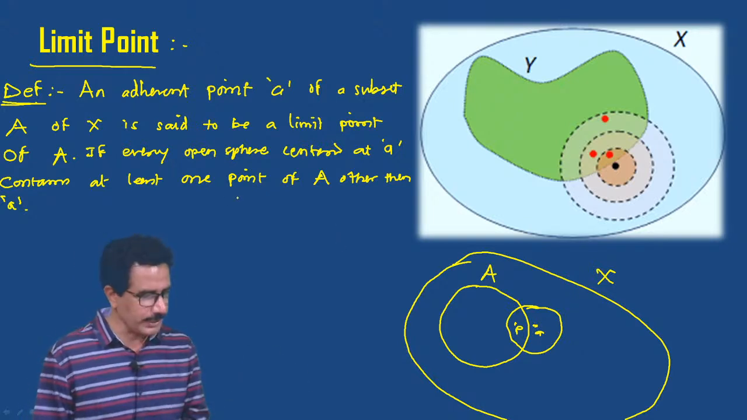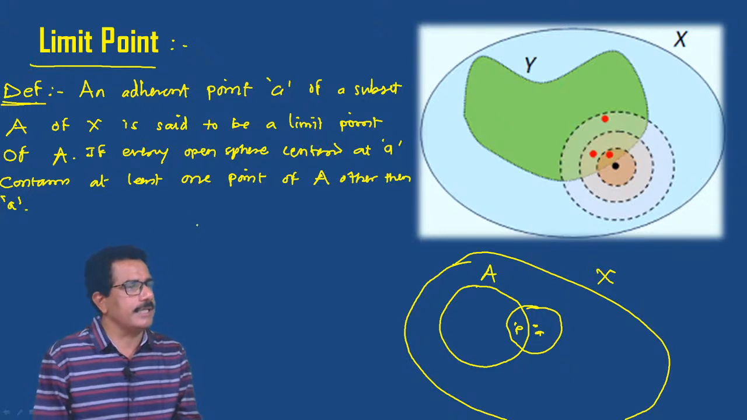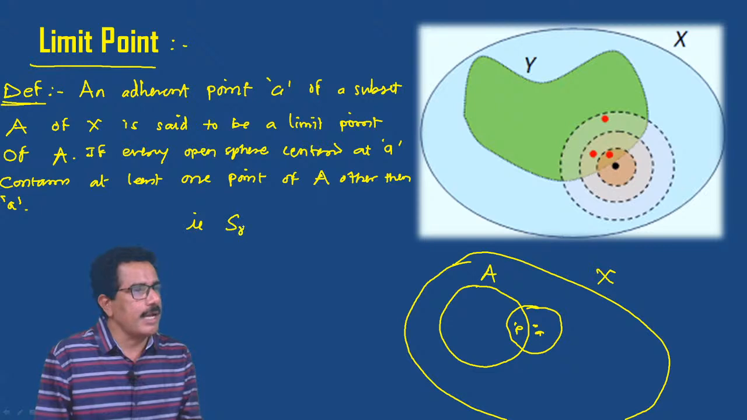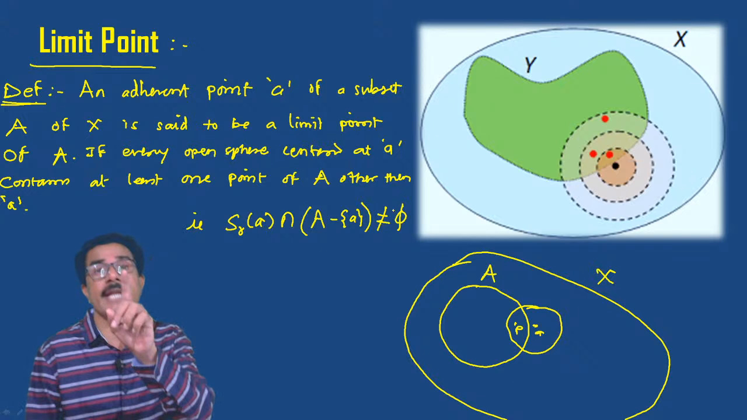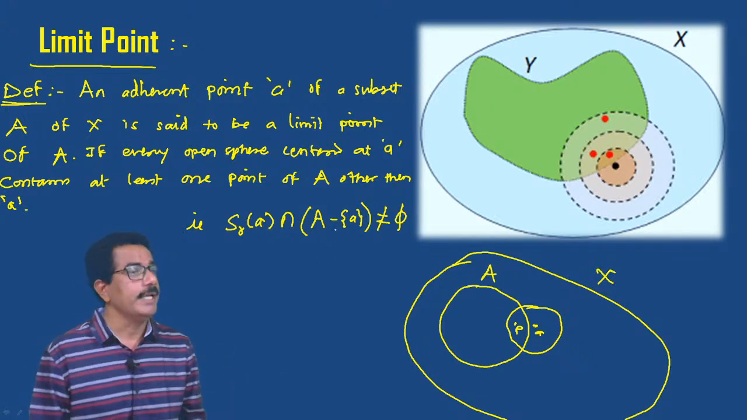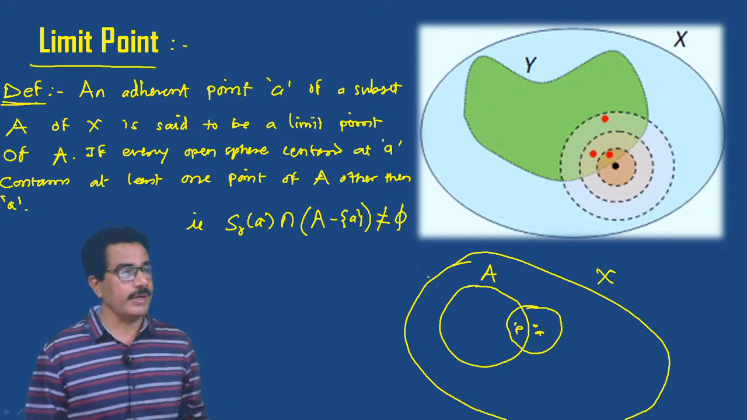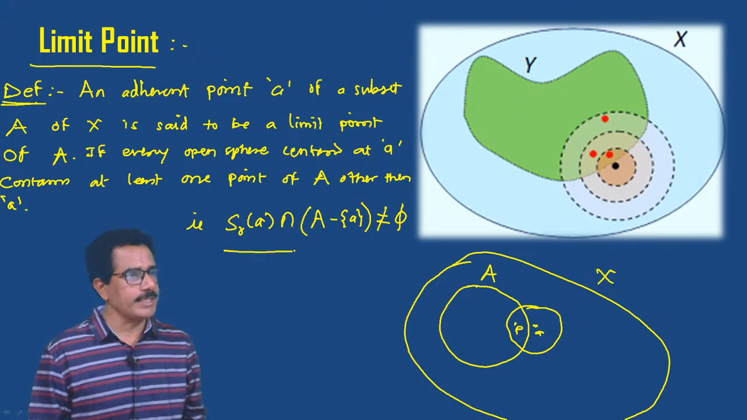And see what its condition is, that is, we can write this as S_r(a) intersection (A minus singleton set {a}) is not equal to phi. Not empty, at least one element. It may be 2, 3, 4, 5, whatever. Then the point small a is called a limit point. This can be written shortly in this way.